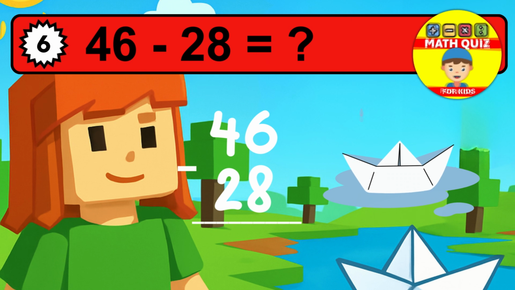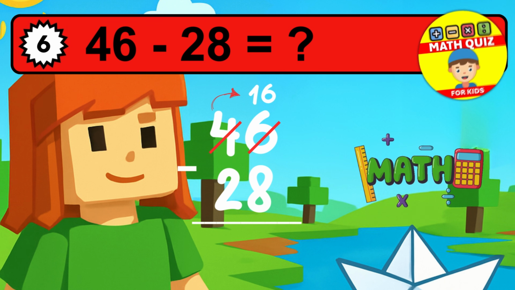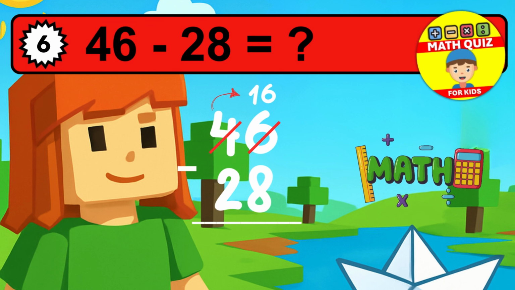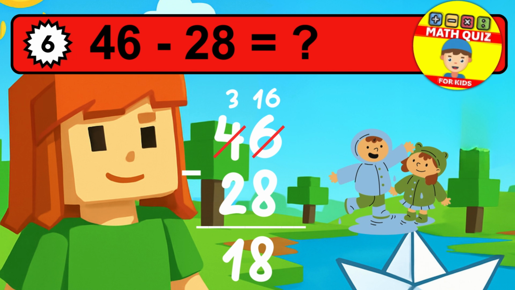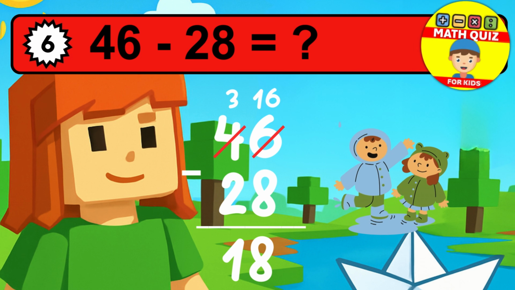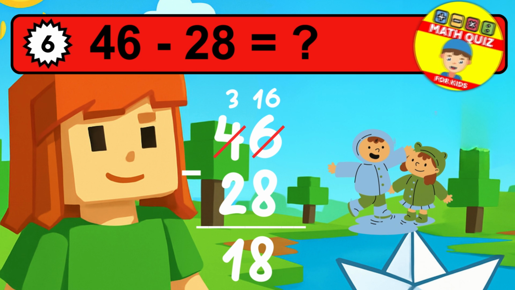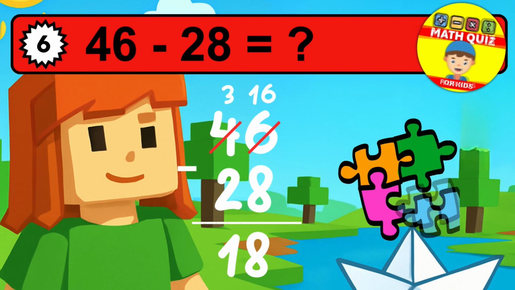Let's solve this step by step. We start with the units. 6 minus 8 is not possible, so we need to regroup. We take 1 ten from the tens column. Now we have three tens, and the units become 16. Now we subtract. 16 minus 8 is 8. Then we go to the tens. 3 minus 2 is 1. The final answer is 18.